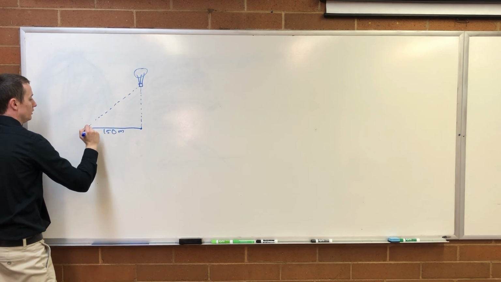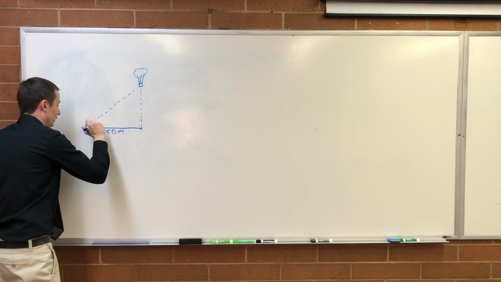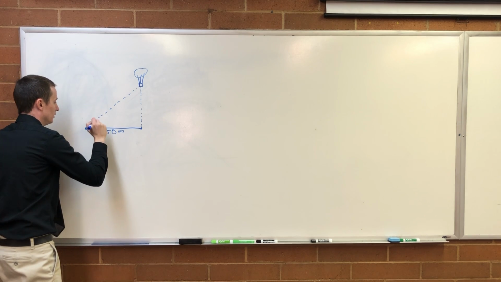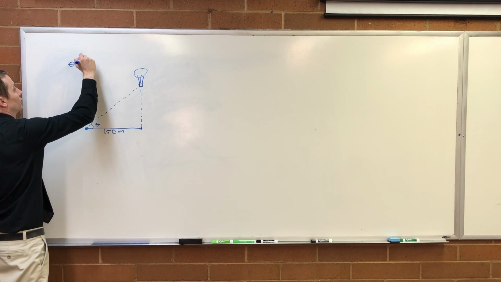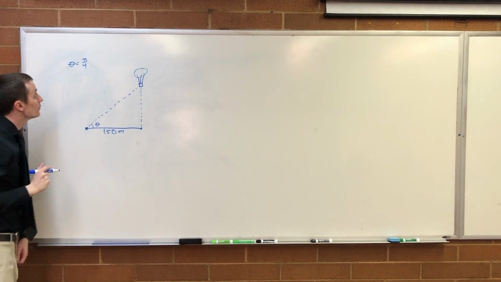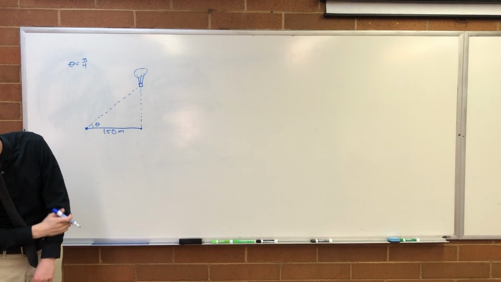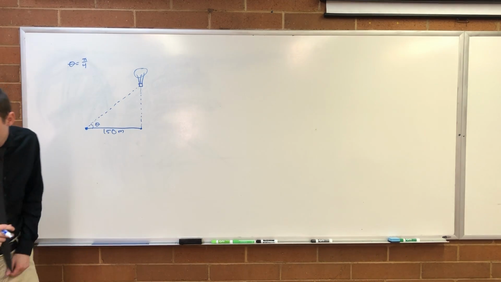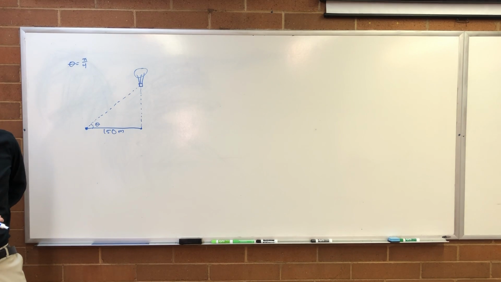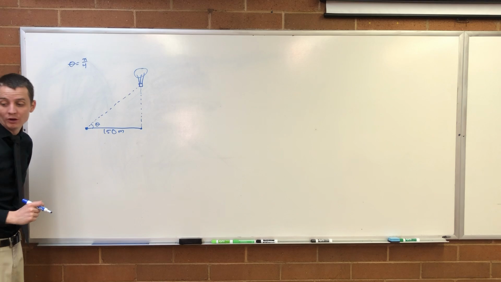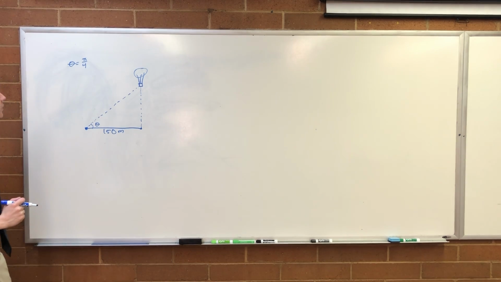And we have our rangefinder located right here. Okay, here's our angle theta. So we're saying when theta is equal to pi fourths. So let's read again. At the moment the rangefinder's elevation angle is pi fourths, the angle is increasing at a rate of 0.14 radians per minute.